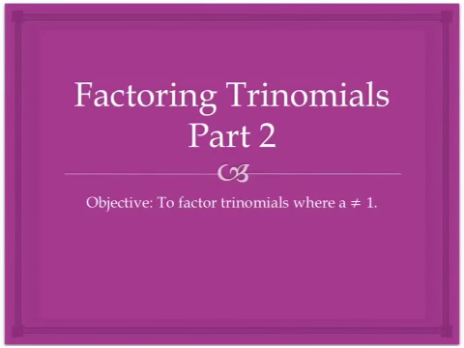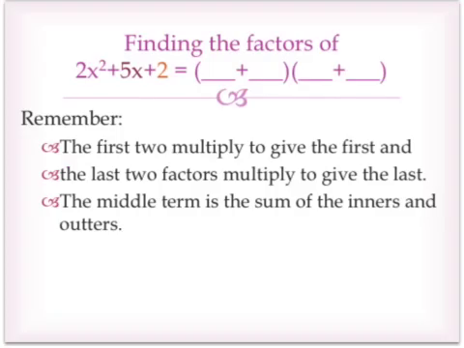Alright, so now we're going to be looking at factoring trinomials where the leading coefficient is not 1. Remember what we said before in our last video. How do we get the first term here? Well, it's the first term inside this binomial times the first term in this binomial. So first times first. How do we get the last? Well, that's last times last. And how do I get the middle term? Well, that's my inners plus my outers.